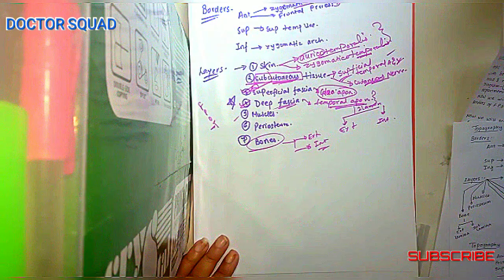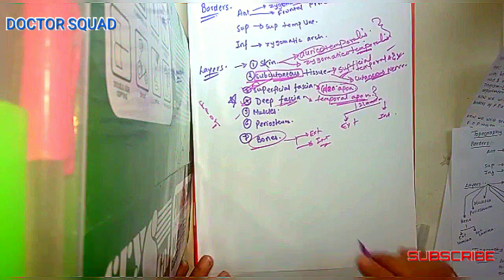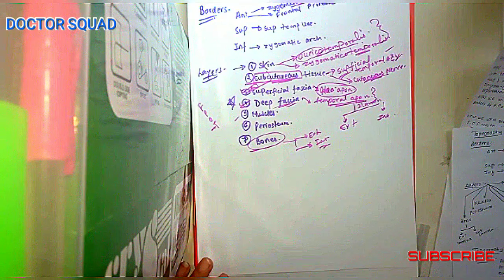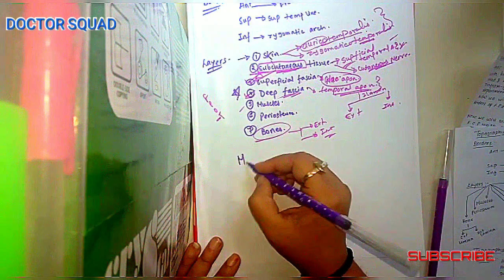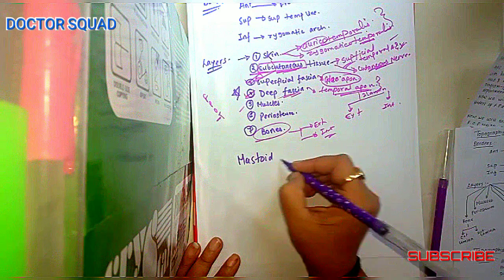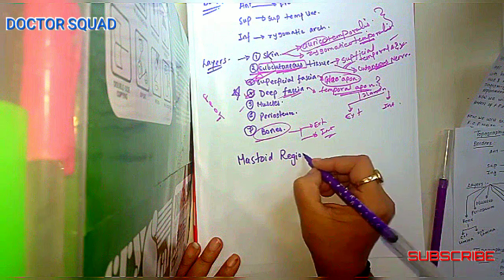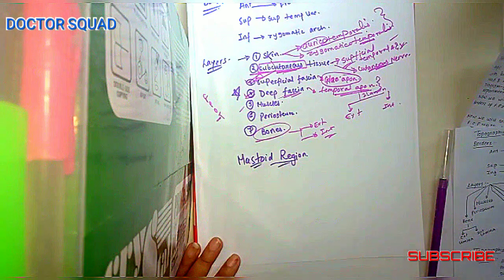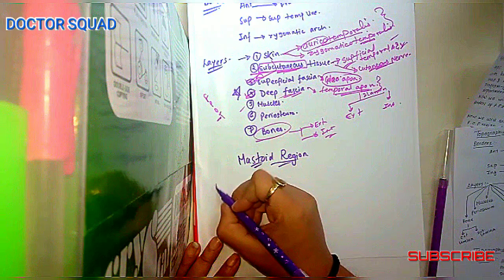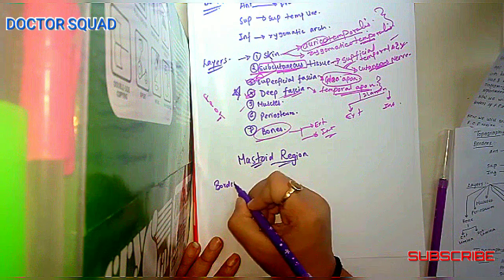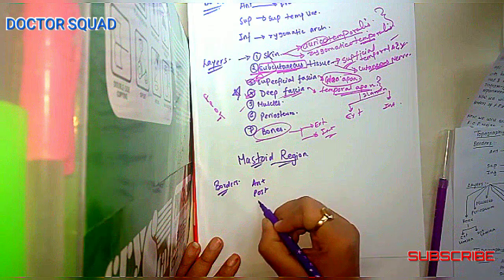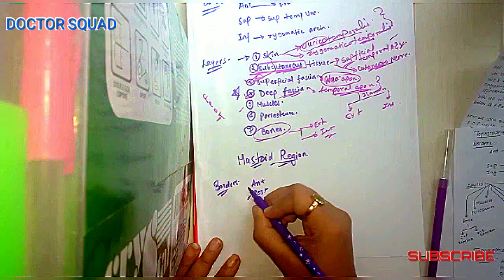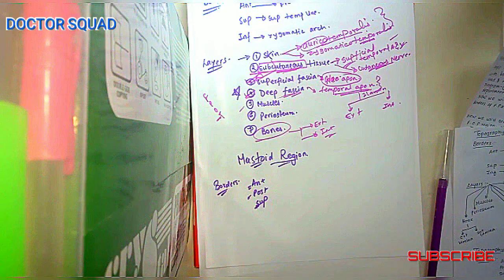Now we will talk about the last region of the cerebral part, which is known as the mastoid region, right? Mastoid region. First, we will talk about borders: anterior, posterior, superior. Okay. How will we remember these borders?